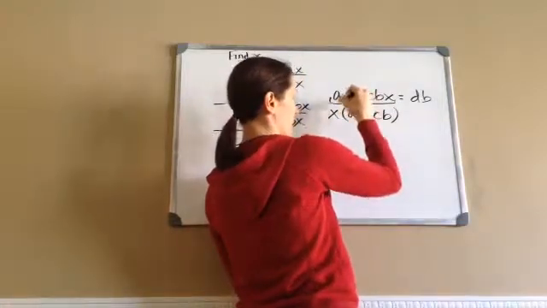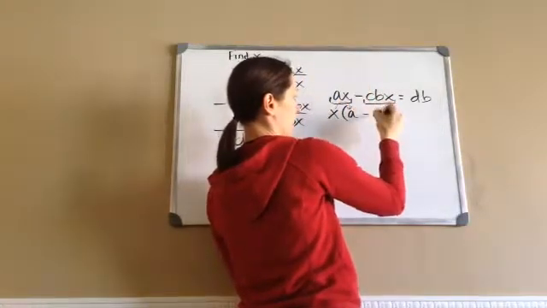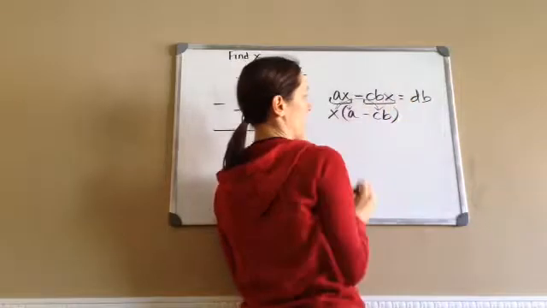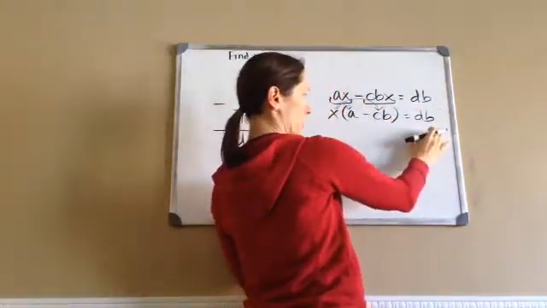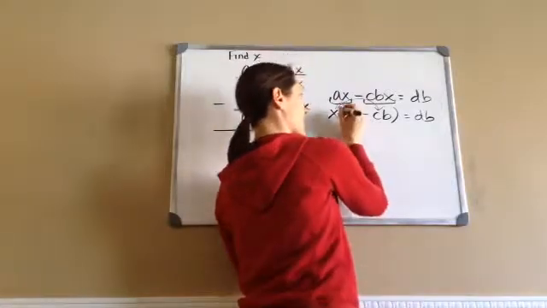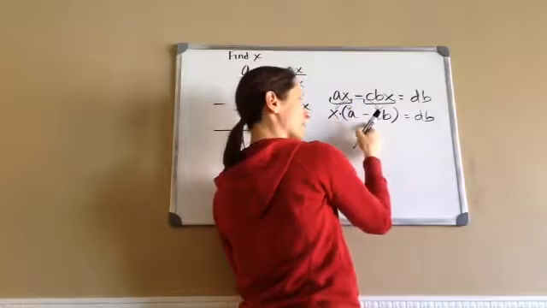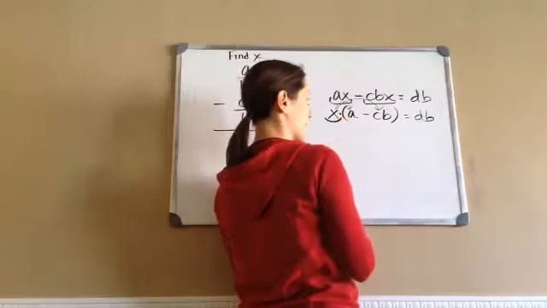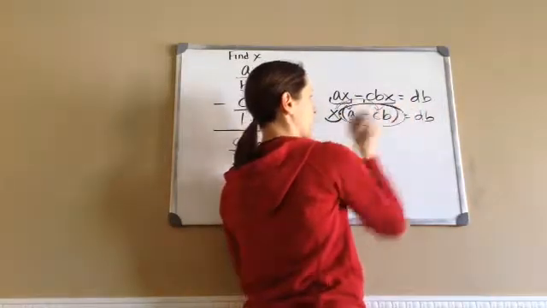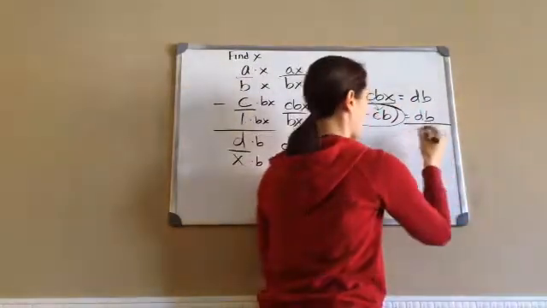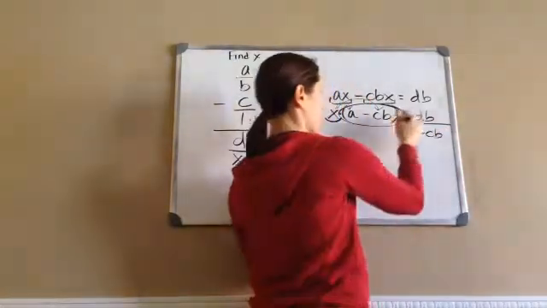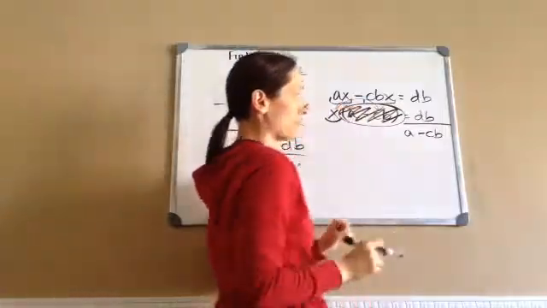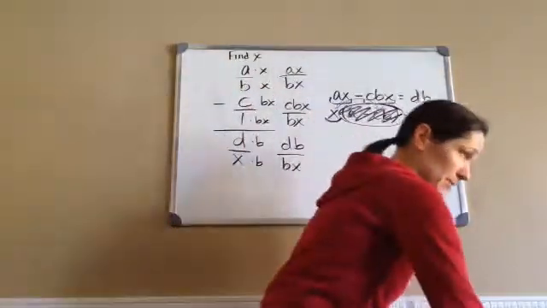Again, if you multiplied X times A, we get AX minus X times that, we get CBX. So we've done it right. Alright, so that's our new answer. But this is not complete because this is X times this, and we need to get the X by itself. So this times A minus CB becomes divided by A minus CB. So the final answer is X equals DB over A minus CB.